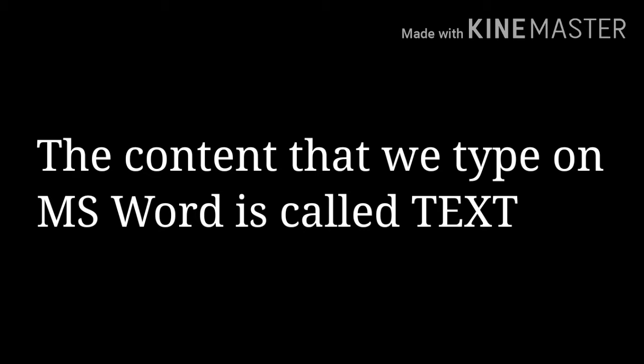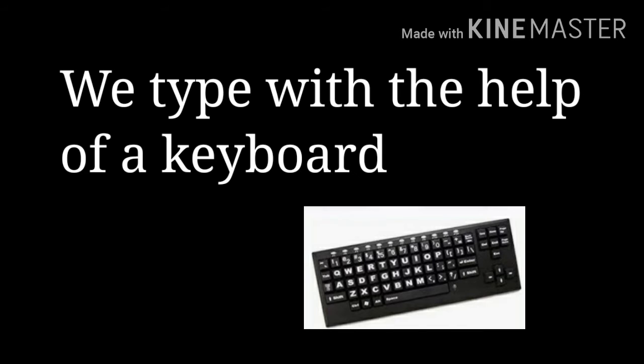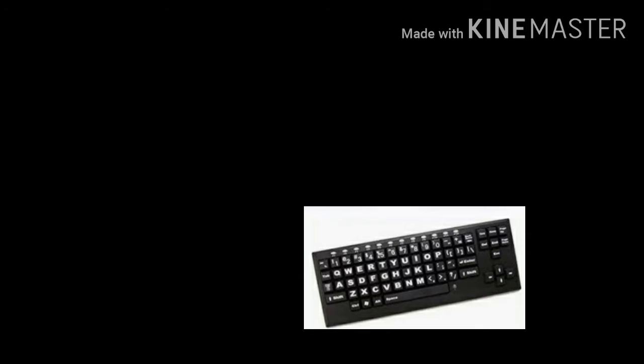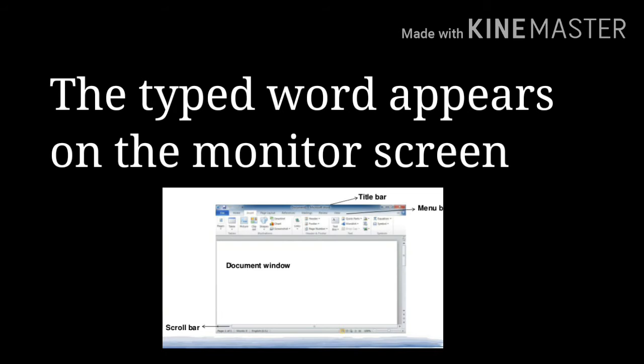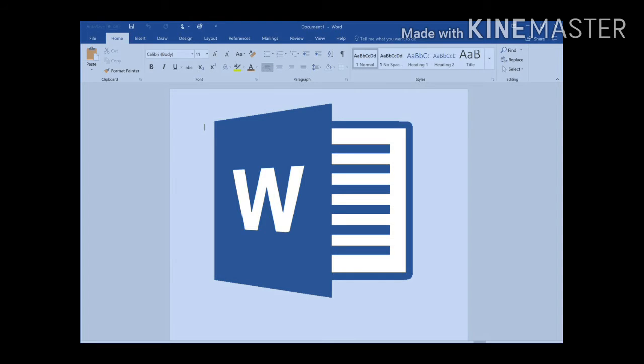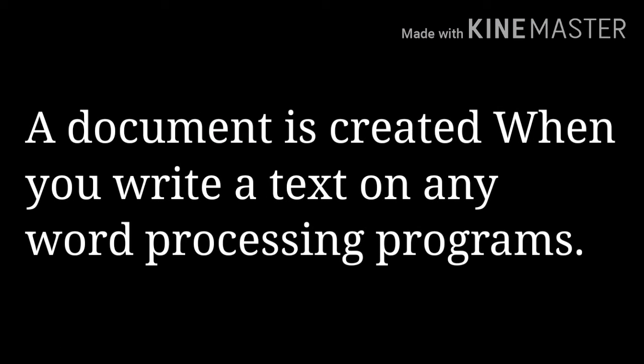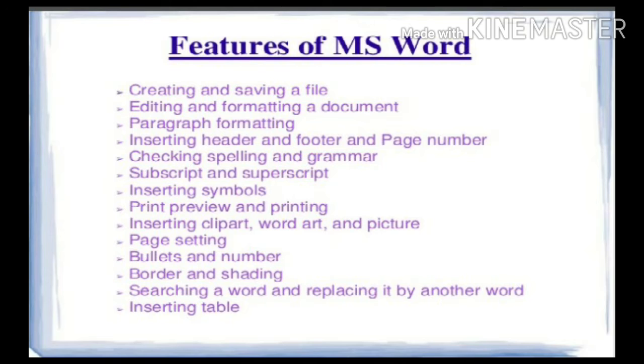And how will you type? You type with the help of a keyboard. And where do you see that typed text? On the monitor screen. Here we are typing on Microsoft Word program, and this is the icon of Microsoft Word. And when you type a text on these programs, actually you are creating a document. And you can make your document attractive by formatting the text and appearance, inserting images, correcting spelling and grammar, etc.